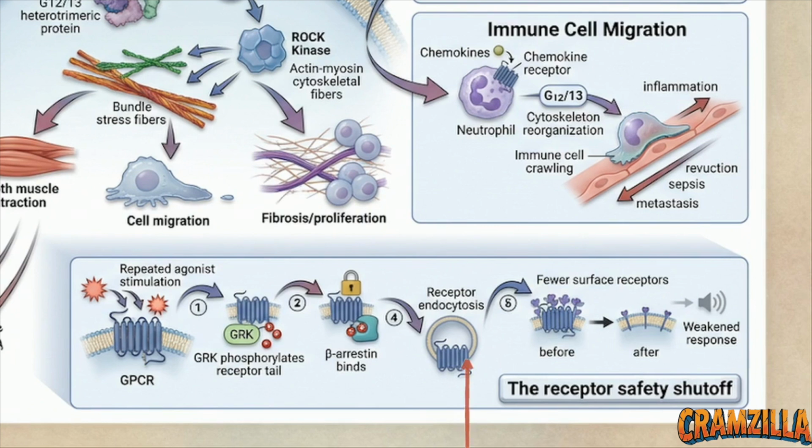Finally, in steps 4 and 5, the cell initiates endocytosis. The silenced receptor is physically pulled inside the cell membrane. The total number of surface receptors drops, permanently weakening the tissue's response to the drug.